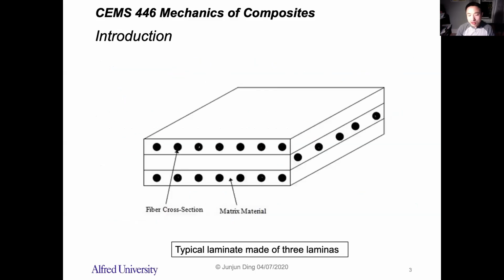So this is a typical laminate made of 3 lamina. You see we have 3 lamina for each layer thickness. And you can arrange at whatever direction based on your design of the laminate. And with different alignment of this direction, you will get different overall physical properties of your laminate, even though for each lamina you have the same physical properties.